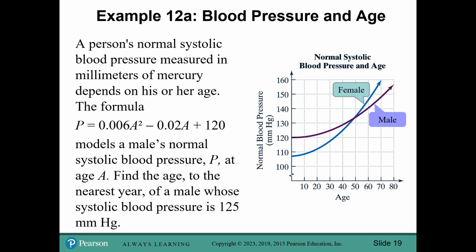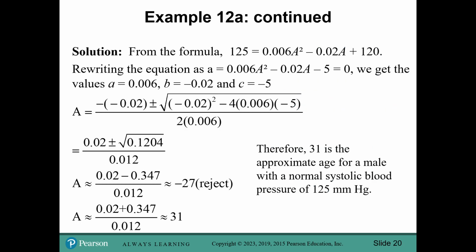So the male is increasing here, and the male starts out higher, but at some age the female does overtake the male in normal systolic blood pressure as compared to age. Looks like that age is 50 where they kind of meet, and then the female blood pressure typically gets higher. All right, we need to solve this though.